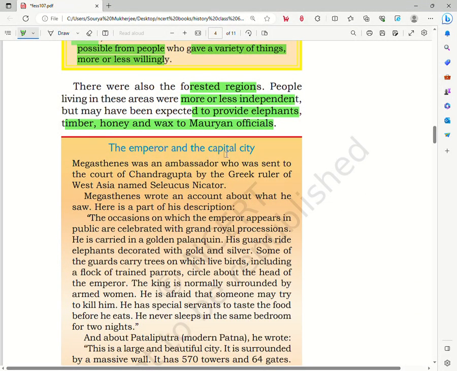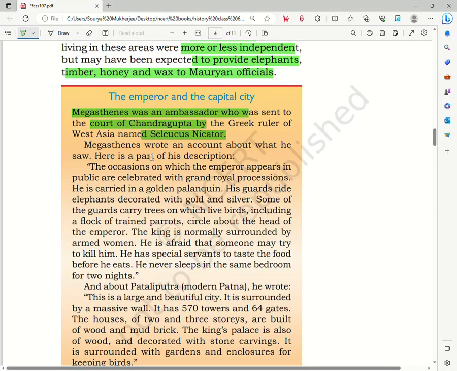The emperor and the capital city. So we see here that Megasthenes was an ambassador who was sent to the court of Chandragupta by the Greek ruler of West Asia, Seleucus Nicator. Megasthenes wrote an account about what he saw here, and here is a part of his description. So we know that Megasthenes was an ambassador of Seleucus Nicator.